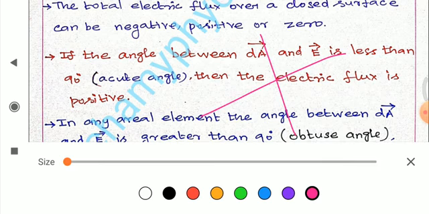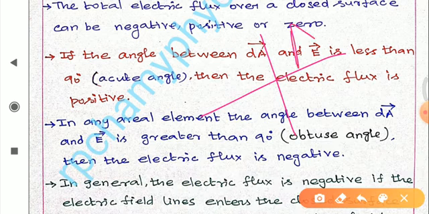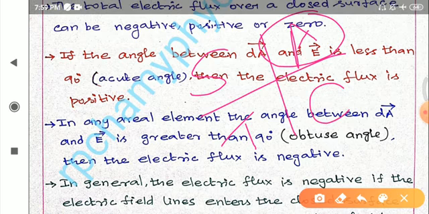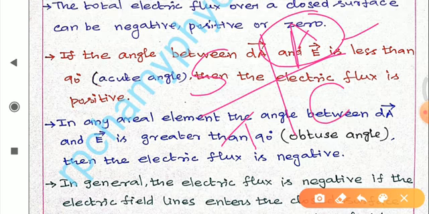There are 4 quadrants. In the first quadrant, all trigonometrical functions are positive. Second quadrant, sine and its inverse. Third, tan and its inverse. Then fourth, cos and its inverse. So less than 90 degrees means acute angle, and here it will take the positive. Greater than 90 degrees means it is an obtuse angle. It will come in the second quadrant, so there the flux value will be negative.